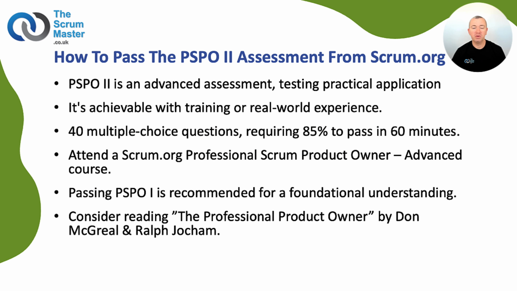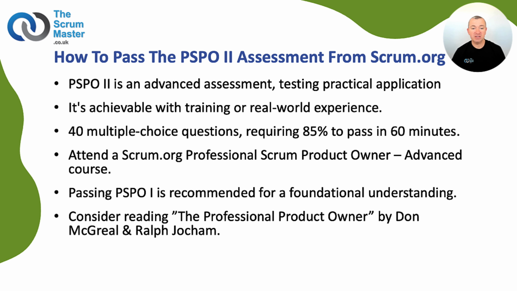The Scrum.org Professional Scrum Product Owner II (PSPO II) assessment is an advanced level assessment from Scrum.org, aimed at demonstrating that you know Scrum theory and how to apply it in the real world. The PSPO II assessment is positioned between PSPO I and PSPO III in terms of difficulty. It's an achievable certification for those who have attended a Professional Scrum Product Owner course and/or have sufficient real-world experience.